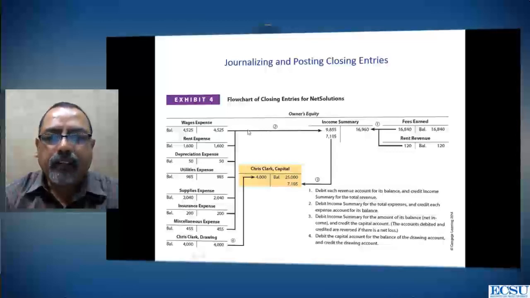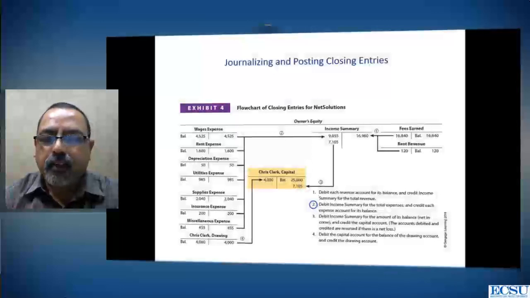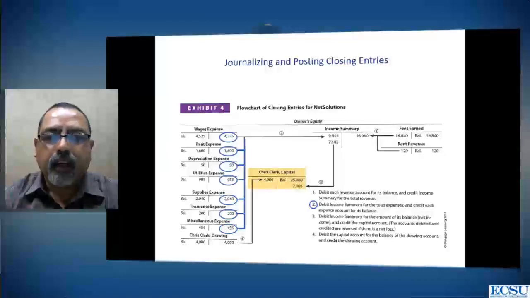Now what we have done is we have fees earned and rent revenue, two revenue accounts, and we will be closing them by transferring to the income summary credit side, and revenue accounts will be debited as you can see. So debit each revenue account for its balance and credit income summary for the total revenue. So that's what we have done figuratively. And next, we'll be debiting the income summary for the total expenses and credit each expense account for its balance. So that is what we have done, and we bring it to the debit side of the income summary.